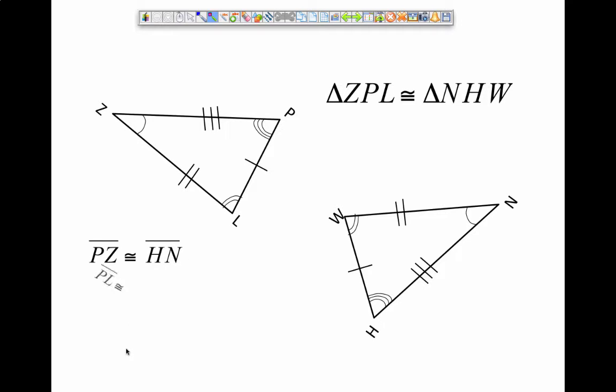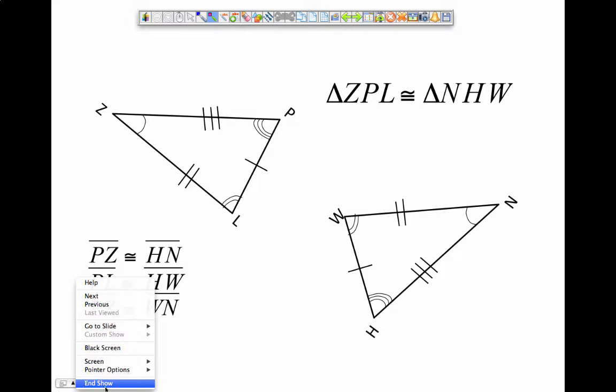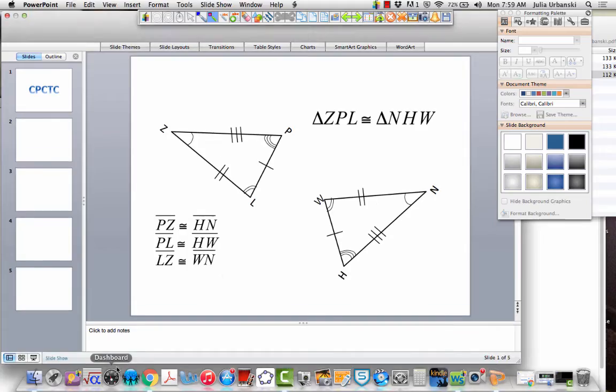I give you PL, HW. They have matching marks, but also PL are the second and the third, so are the H and the W. And the last one, I give you LZ with 2 marks that goes first and last. LZ, what do you give me? NW. Okay. So that's something that you just need to be prepared to always find the matching marks.